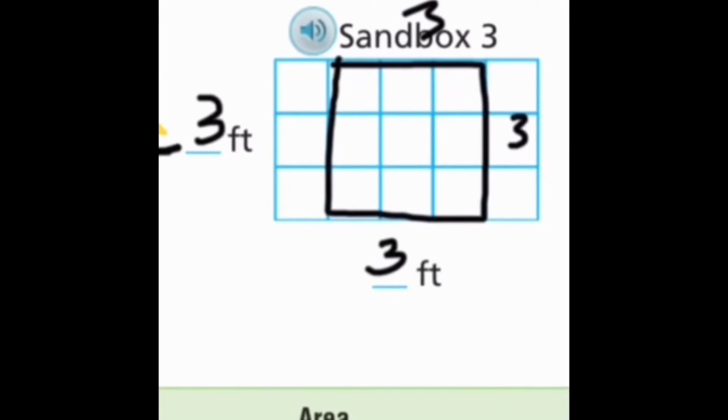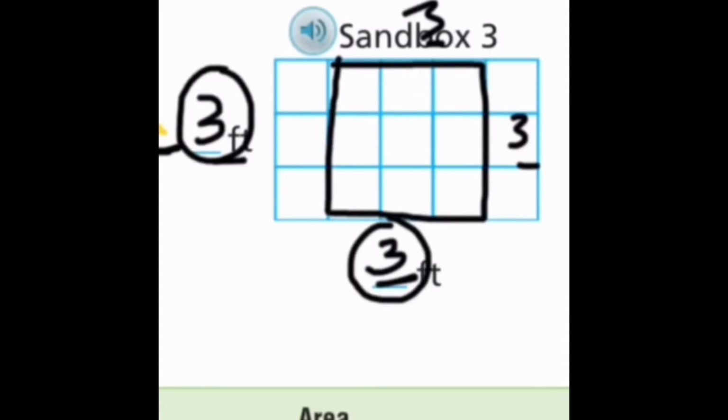Again, 3 plus 3 plus 3 plus 3. Add up all those 3's. It has a perimeter of 12. To find the area, we multiply two side lengths. 3 times 3.